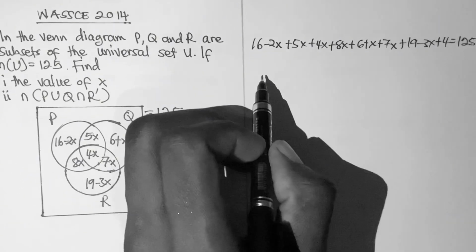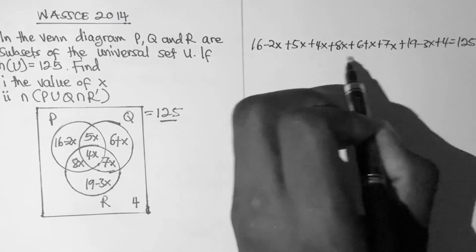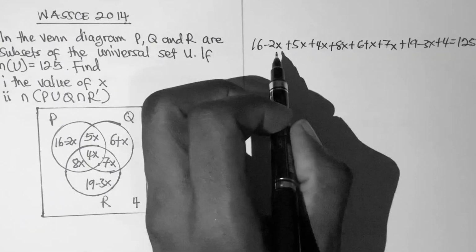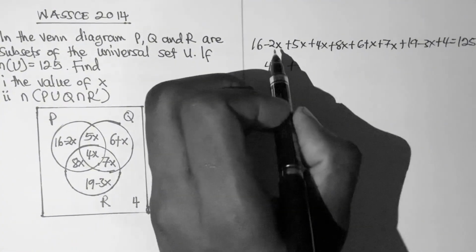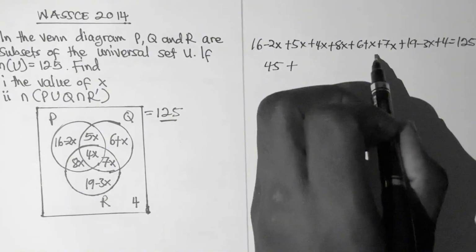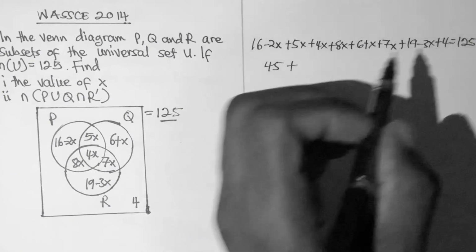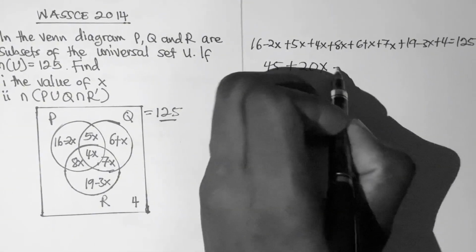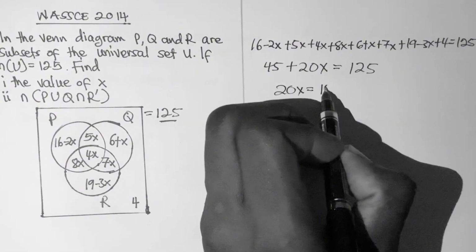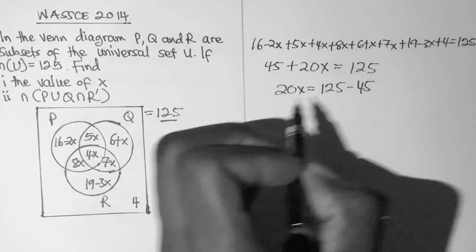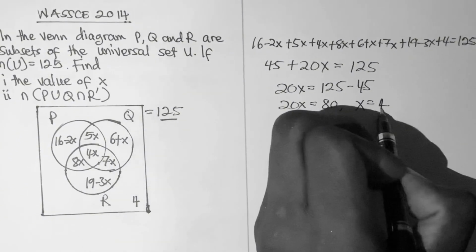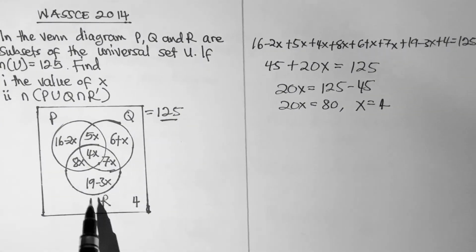So if we add all the x's and we add all the numbers, 16 plus 6 plus 19 plus 4, all of that is equal to 45. Then minus 2x plus 5x will give us 3x, plus 4x plus 8x plus x plus 7x minus 3x. That will also give us 20x. And this is equal to 125. So 20x is equal to 125 minus 45. So 20x is equal to 80. This implies that x is equal to 4. So we've gotten x as equal to 4.